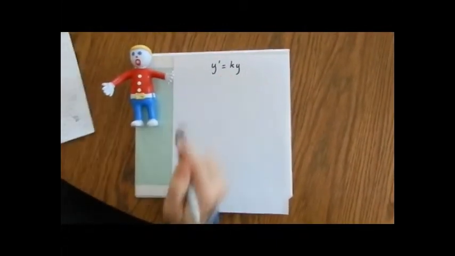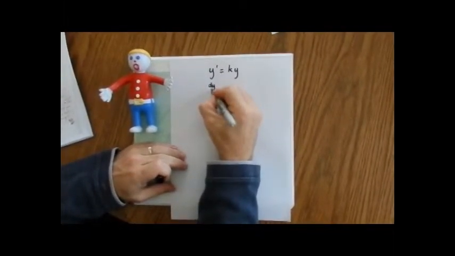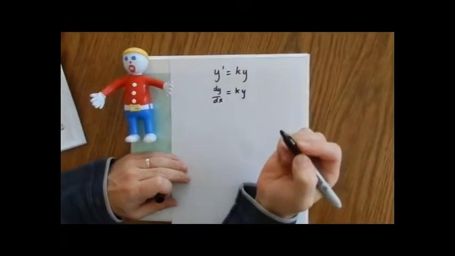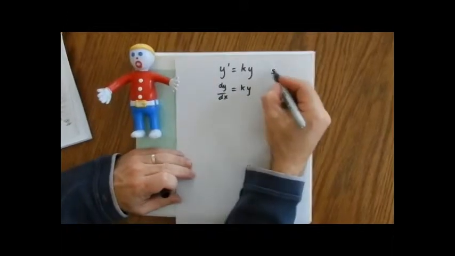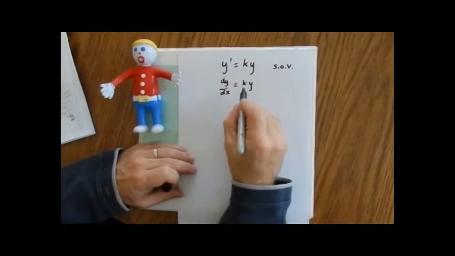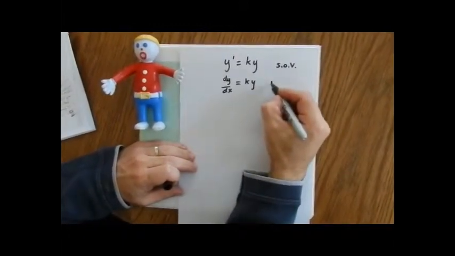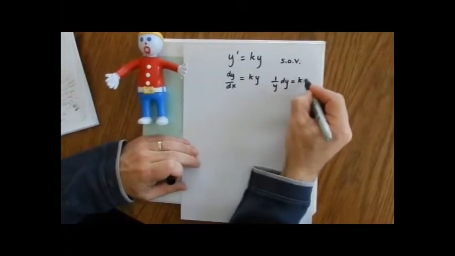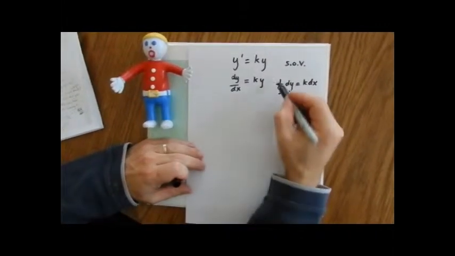Hush now, Mr. Bill. Okay. The first thing you're going to do is rewrite the problem as dy/dx equals ky. Because we want to separate the variables again. SOV. If we do that, why don't we leave the k where it is? That's not a variable. We can bring the y over to the left. So the problem is going to look like this. Now we're set to integrate.